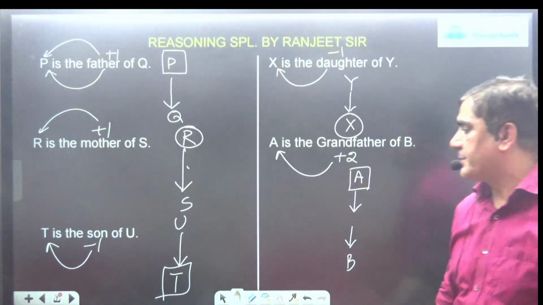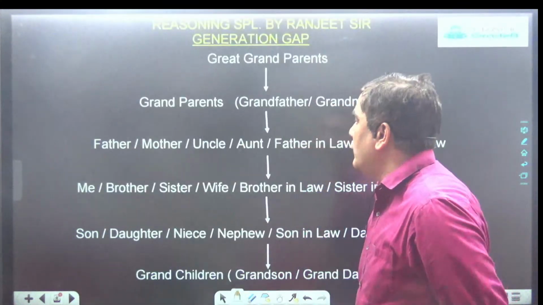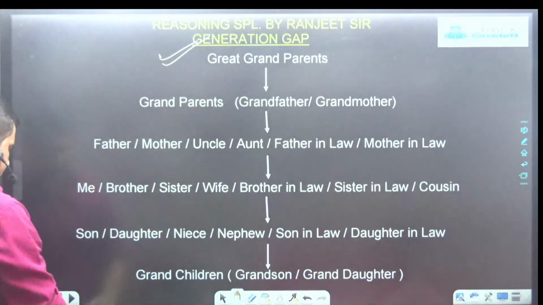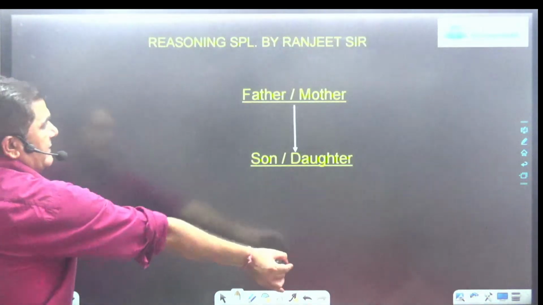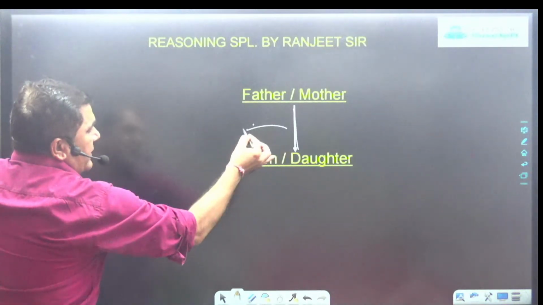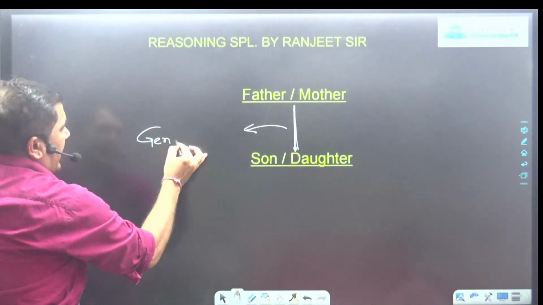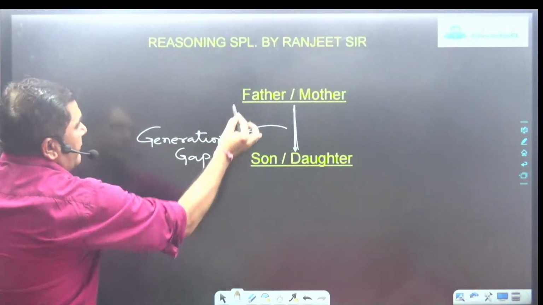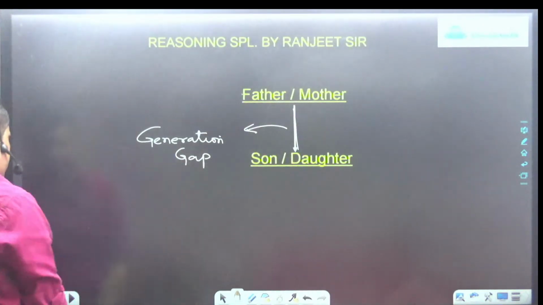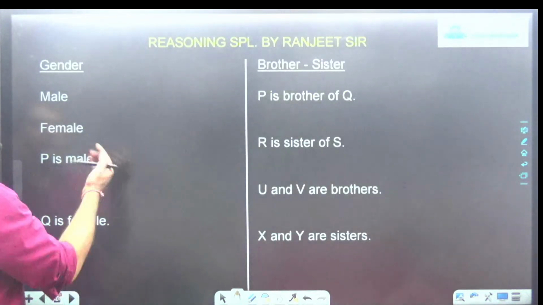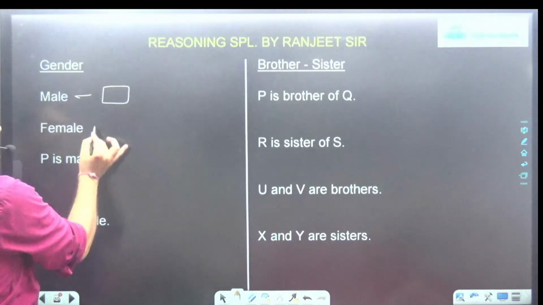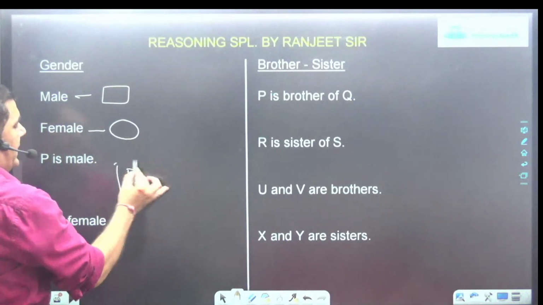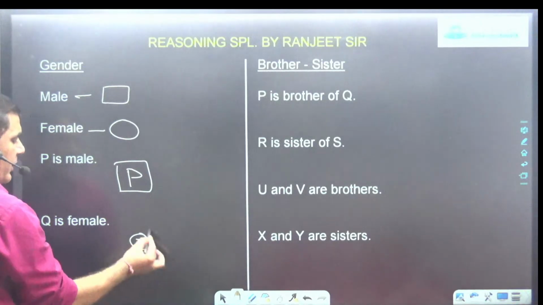Okay, let's go with the next one. How to plot? See, generation gap we have already discussed enough in the last class. Always remember this arrow always stands for generation gap. Just above the arrow it will be father, mother. Just below the arrow it will be son and daughter. For male I am going to use a square. For female I am going to use a circle. P is male, so P and then square. Q is female, Q and then circle.